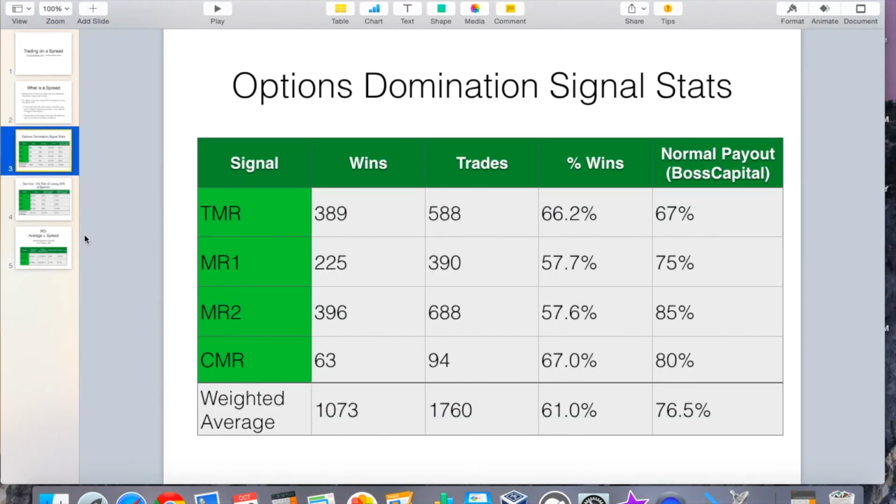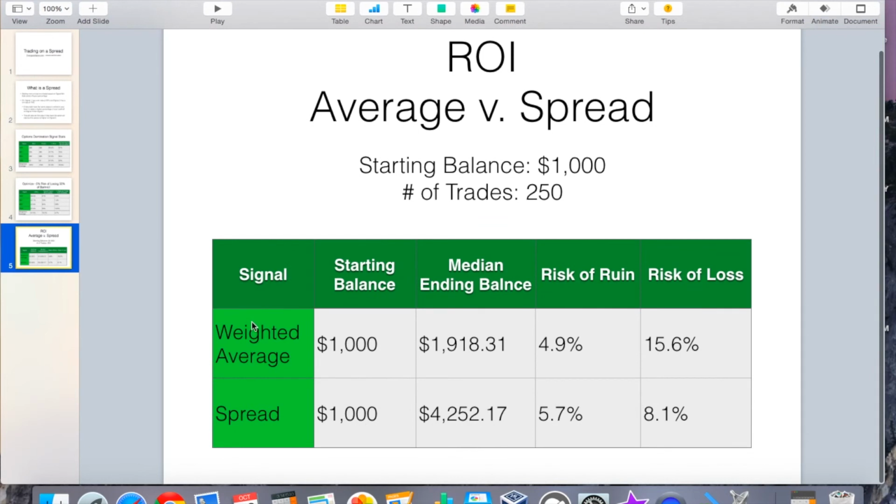So if we look at the comparison here, if we just traded the same percentage on each and optimized that to about a 5% risk of ruin, we ended with a balance of about 1,900. Whereas if we did a spread with almost the same risk of ruin, by trading more money on the more valuable trades and less money on the less valuable trades, we ended up with a median balance of $4,200, which is pretty significant.